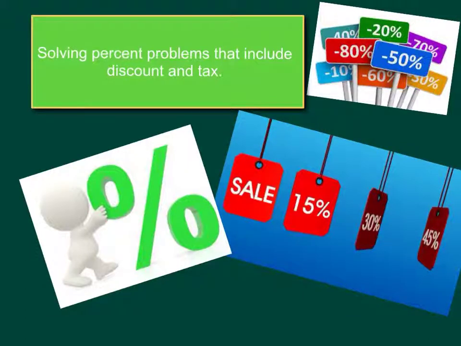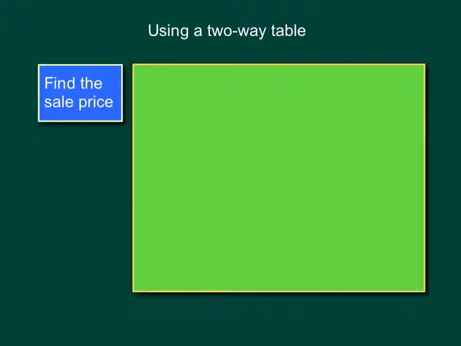In this video, you will learn about solving percent problems that include discount and tax. When you come across a word problem that asks you to find a sale price or a tip amount or a tax amount, and then they give you a percentage, one strategy is using a two-way table. And a two-way table just looks like setting up a ratio. So it's a T-chart just like that.